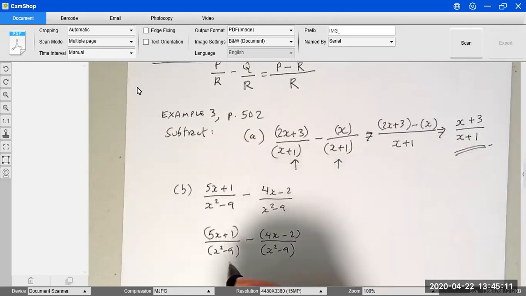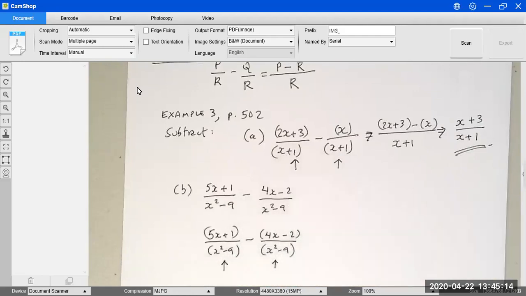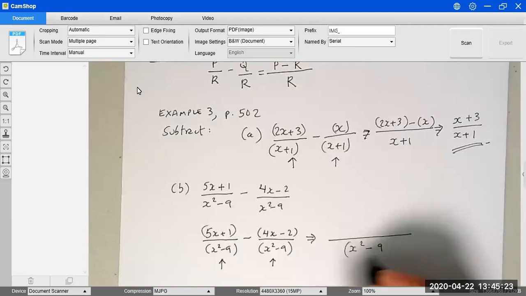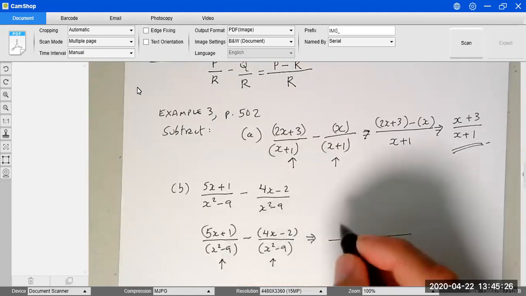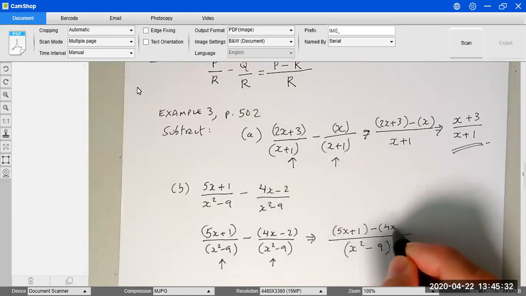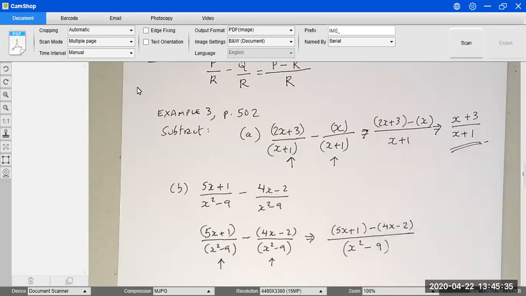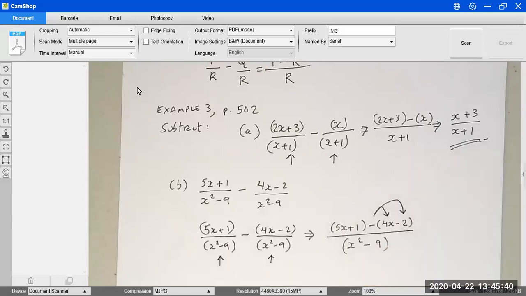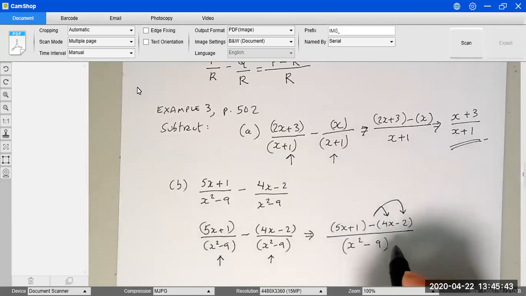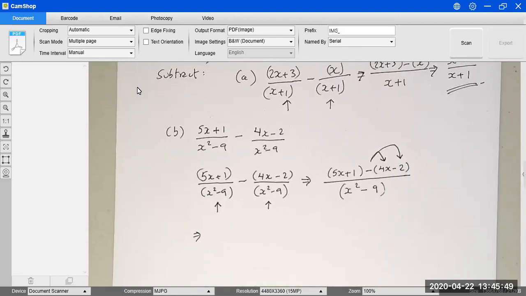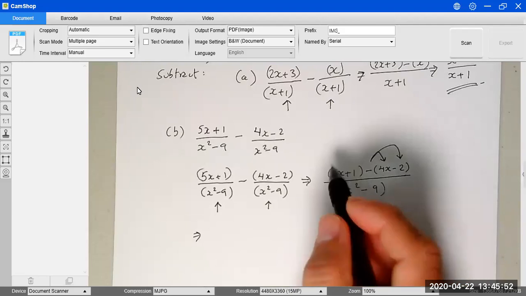First, the denominators are the same, so we have a common denominator, which is x squared minus 9. Then for the numerators, we're going to write the difference: 5x plus 1 minus 4x minus 2. Now we're going to apply the distributive property here to remove the parentheses. This is important. This is something that you need to do any time that you are subtracting. So let's write everything without parentheses.